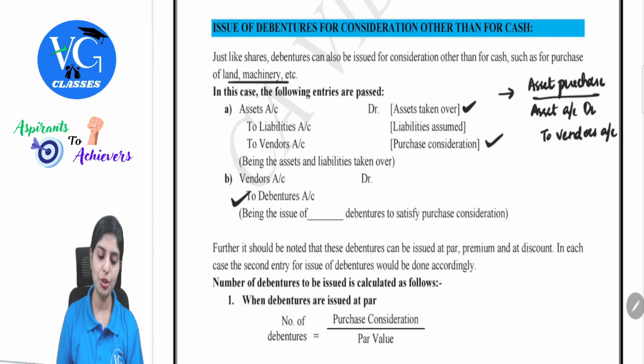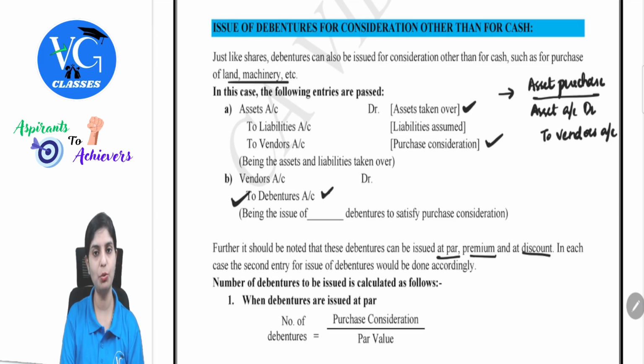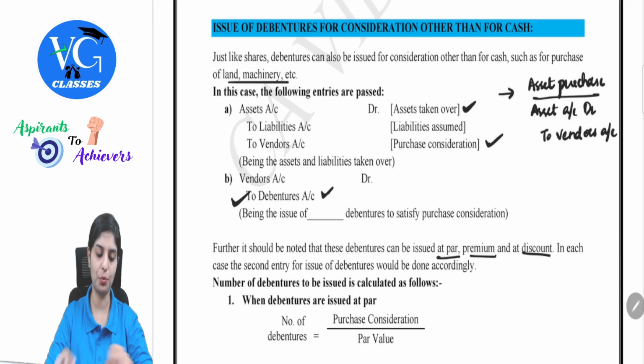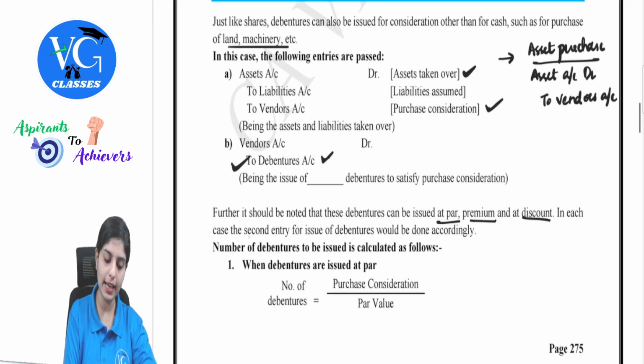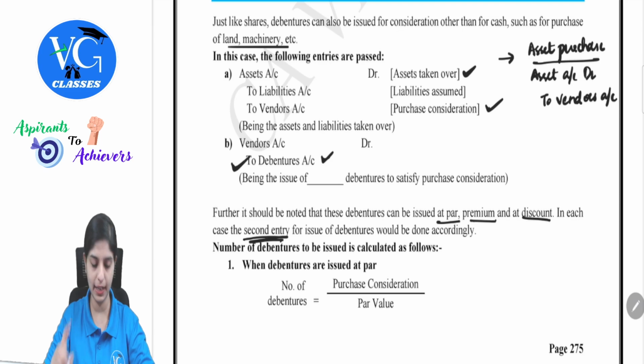Further, it should be noted that these debentures can be issued at par, premium or discount. That is, whatever we issue, it could be at par, premium or discount. In each of the cases, the second entry for issue of debentures would be done accordingly. So this particular calculation is only with respect to the second entry.